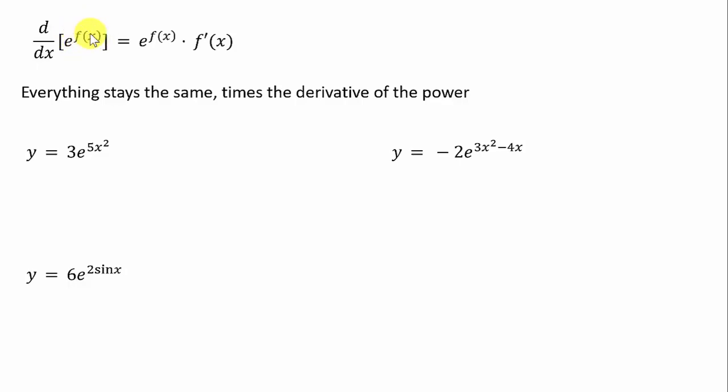But if you have a variable in your power and you're taking the derivative, here's your formula. Notice that everything stays the same. This e to the f of x is exactly the same here. So I'm taking exactly the function that you're given times the derivative of just the power. That's what this is. So f of x, I would be multiplying by f prime of x, the derivative of the power.